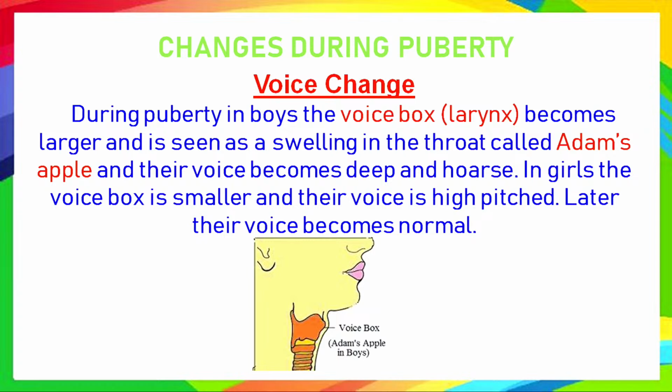Next we have voice change. You must have seen there is a change in the voice in adolescence. During puberty, in boys the voice box, also known as larynx, becomes larger and it is seen as a swelling in the throat. It is also known as Adam's apple, and their voice becomes deep and hoarse. In girls, the voice box is smaller in comparison to boys, and their voice is highly pitched. Later their voice becomes normal, but the Adam's apple will be visible in boys only.